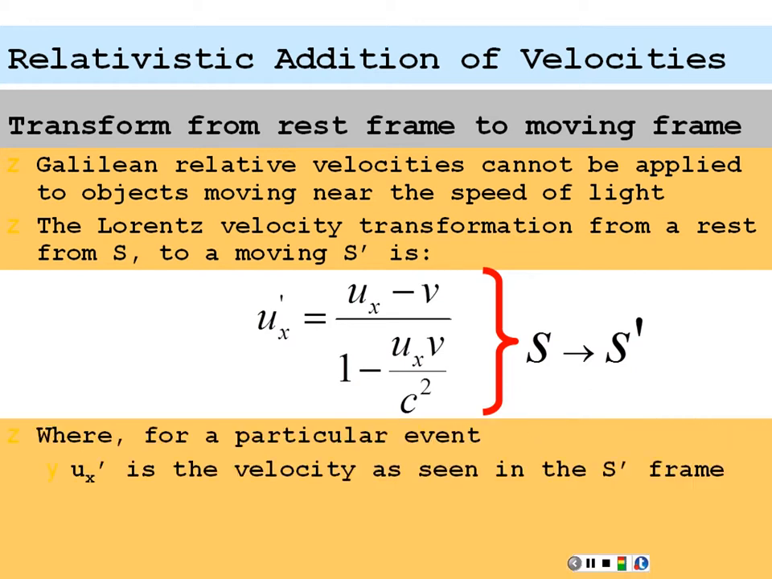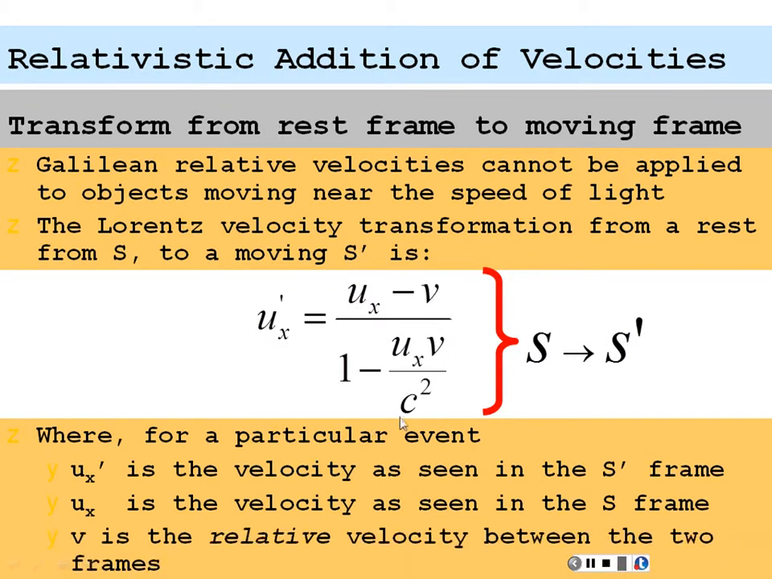So for a particular event, u sub x prime is the velocity of the event in the moving frame, the S prime frame. U sub x is the velocity seen of the event in the rest frame. V is the relative velocity between these two frames. So we're going from a rest frame S to a moving frame S prime.